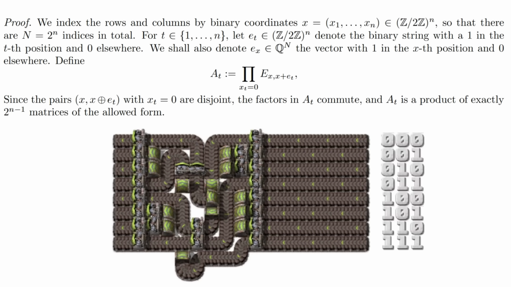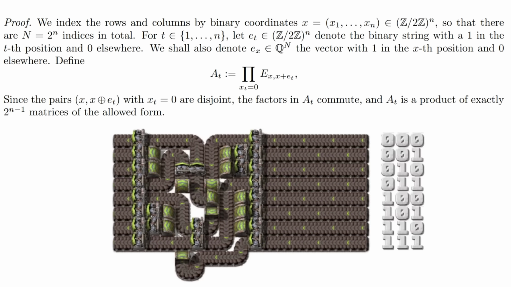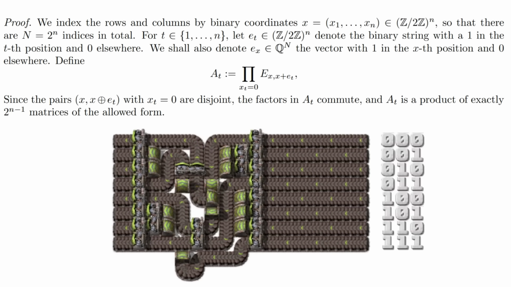For easier manipulation, we shall index the rows and columns by binary coordinates, x equal to x1 up to xn, where each entry is an element of Z mod 2Z. This way there are N equal to 2 to the n indices in total. For any t inside the set from 1 to n, we set et to be the binary string that has a 1 in the tth position and 0 elsewhere. We shall also denote ex for binary index x to be the vector with 1 in the x position and 0 elsewhere.